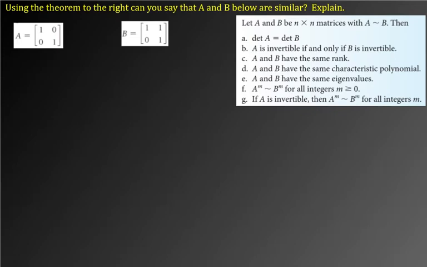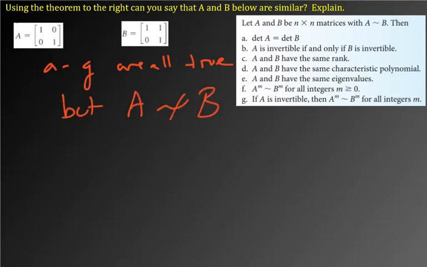So on the other side of it here, if you check this whole list, which I'm not going to go through because it takes a little bit of time, you're actually going to see that for these two matrices right here, A through G are all true, okay? And what I just want to make a point about is that having that happen does not mean that A and B are similar. But A is not similar to B.